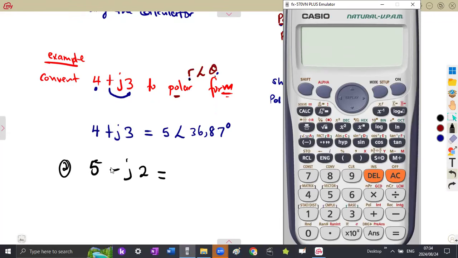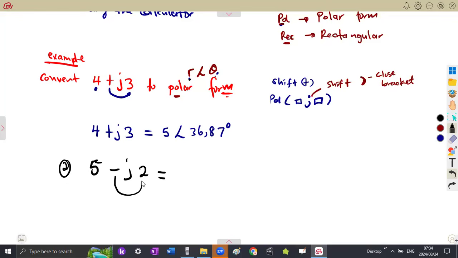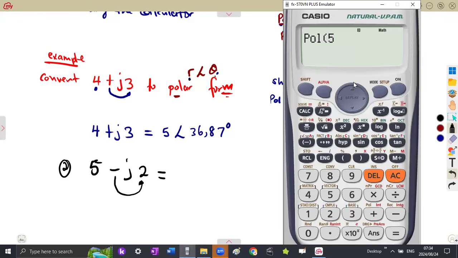Like I said, you need to convert to what? Polar form. So it's shift plus, where there's a polar form, plus. Then you insert the value, the first one, 5 as it is. To access this number, it's minus 2. Take note, it's minus 2.